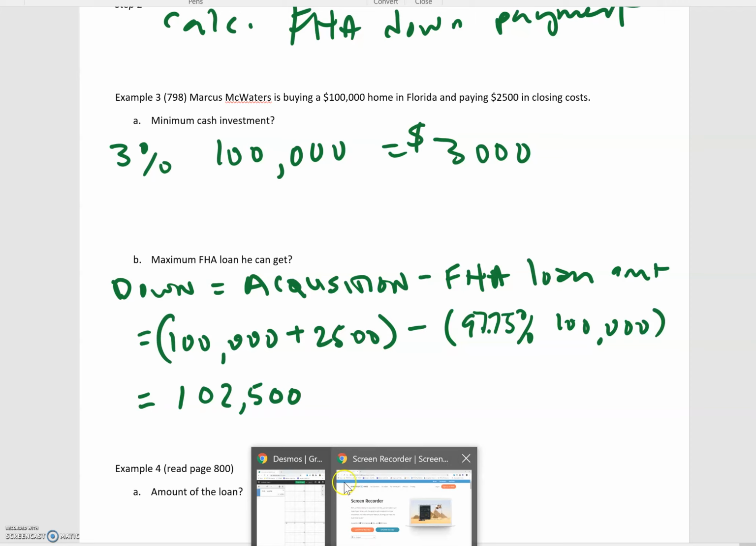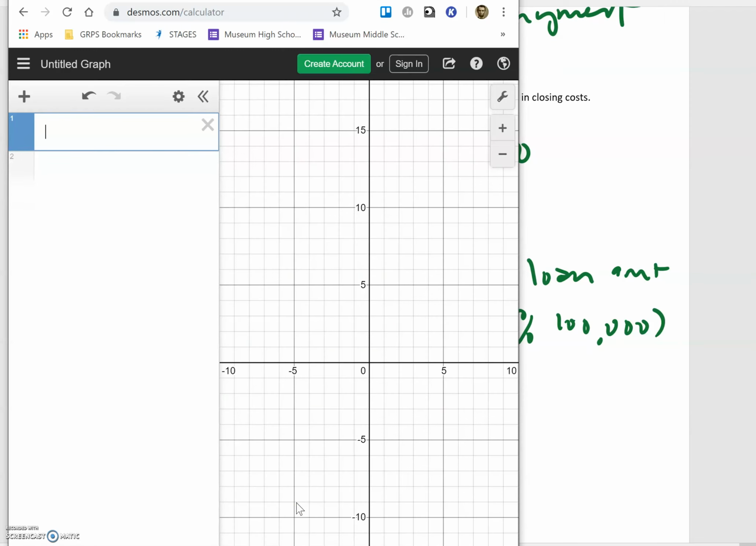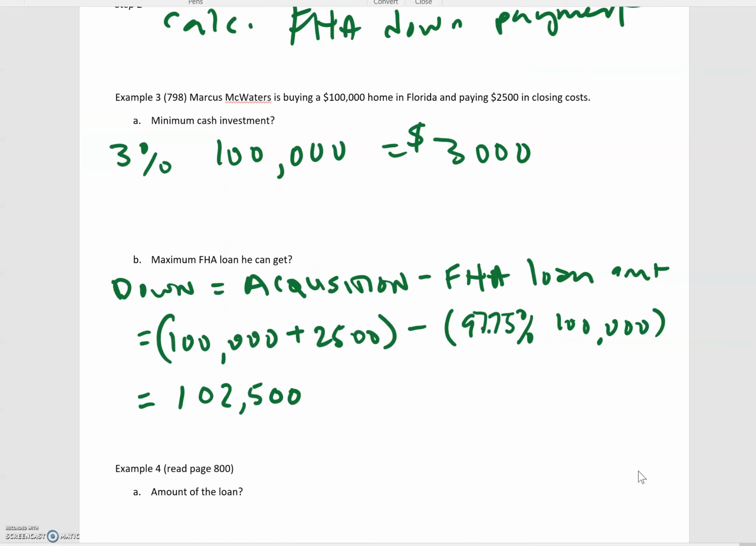It's a really nice number to work with, but just for the sake of it, 97.75% times $100,000 is $97,750. So $97,750, and this is going to yield our down payment, which is $4,750 when we subtract those. And this is in regard to the maximum FHA loan he can get.